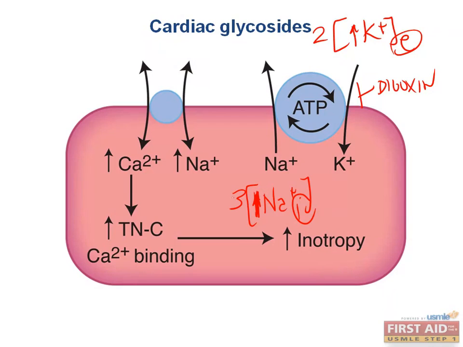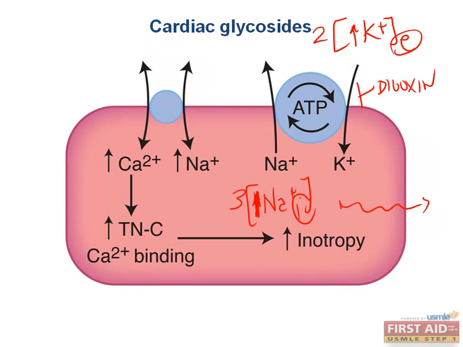Normally we throw out one more positive because we're pumping out 3 sodiums versus bringing in 2 potassium. So now we've shifted our transmembrane potential towards a more positive value because sodium cannot just leak out of the membrane like potassium can. So we have a much more positive environment inside the cell because sodium cannot leak out. Now we're closer to depolarization threshold.